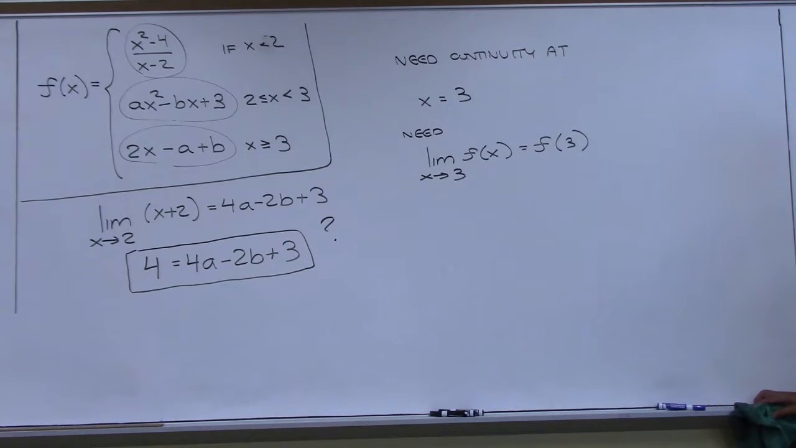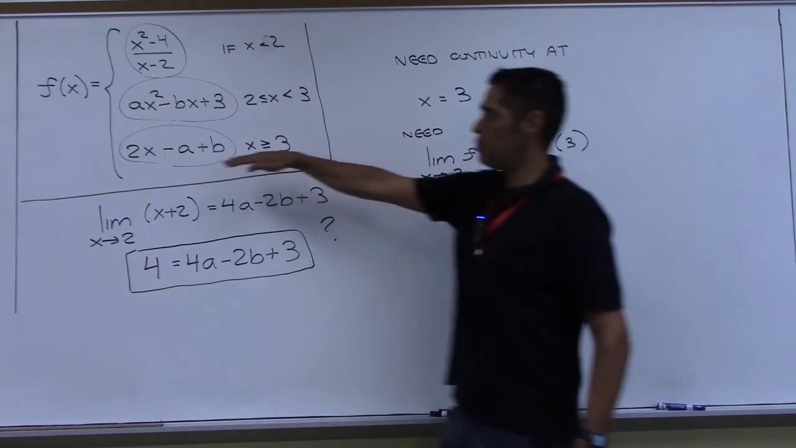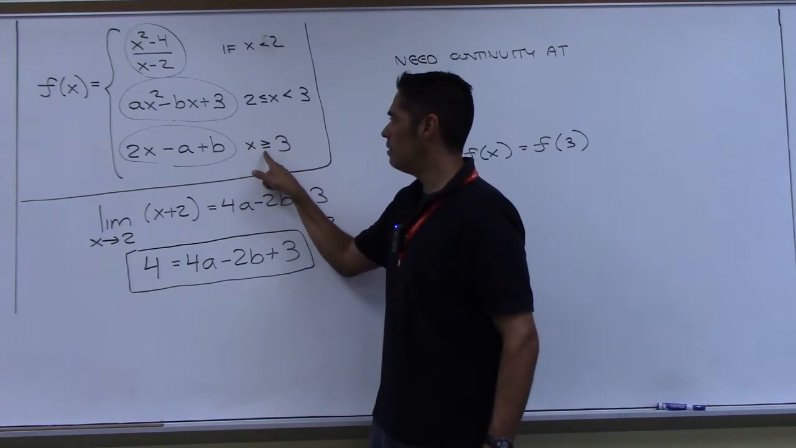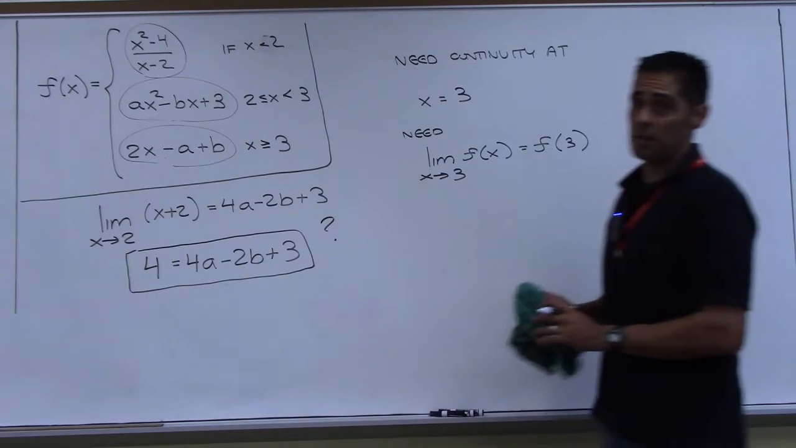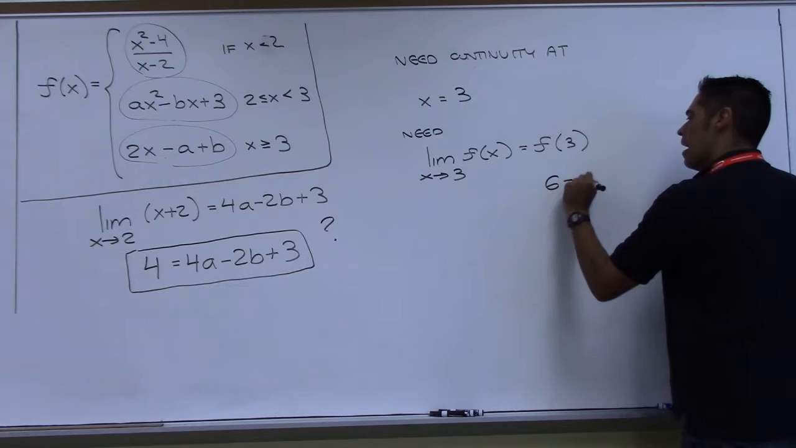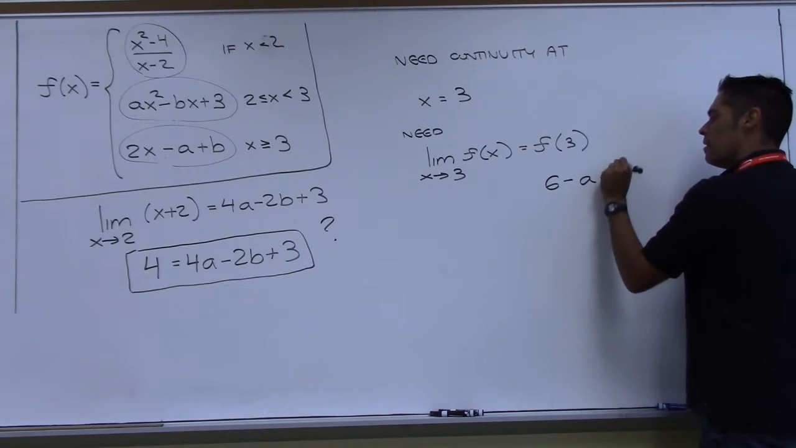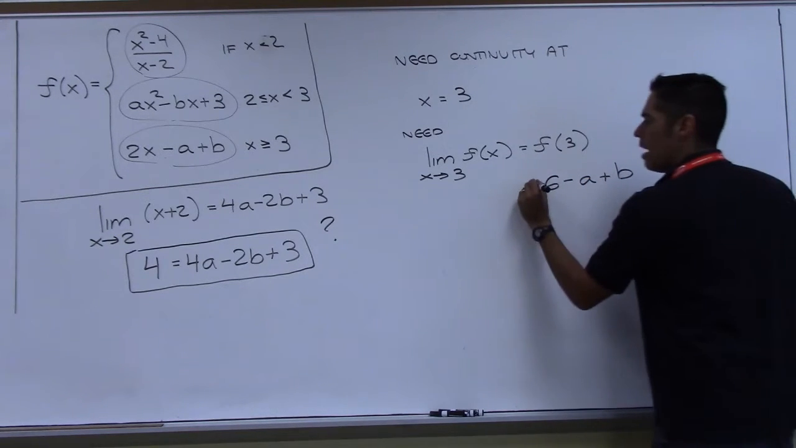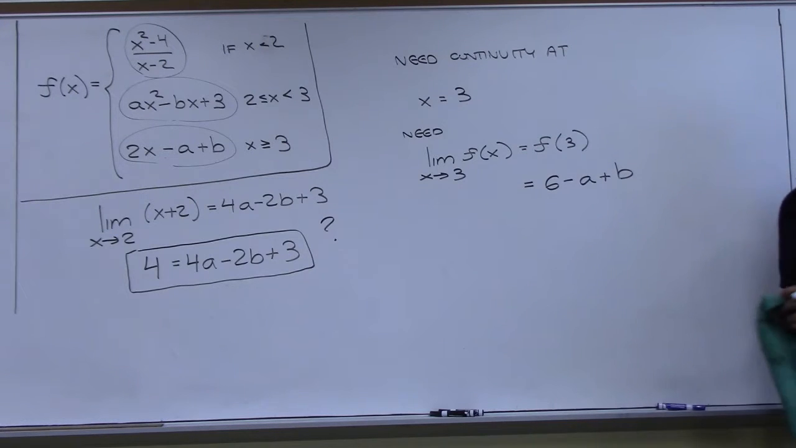What's the right side? 2x minus, or 2. You're going to use this one? Yeah. Because we got equality there? So replace the x with 3. And what would you get? 6 minus a plus b, right? I need that to be equal to the left side.